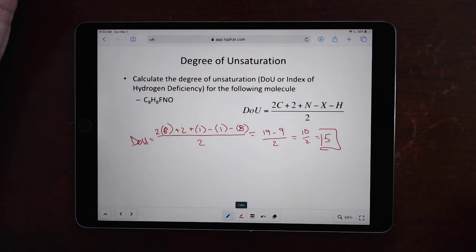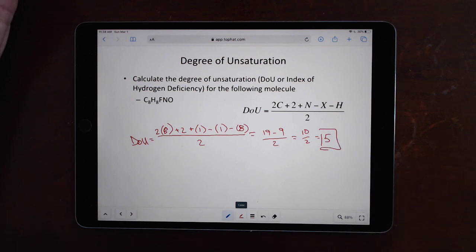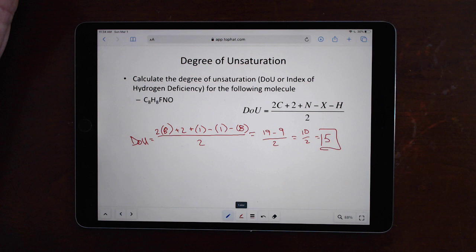Right, so some combination of double bonds and rings, that's 5. Like that, so that's fine. As long as this is a whole number that's 0 on up. You can't have a negative. You can't have a fraction. So you can't have 1.5 because you can't have half a bond or half a ring.